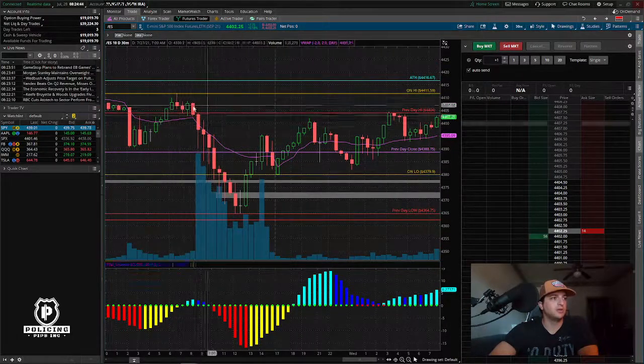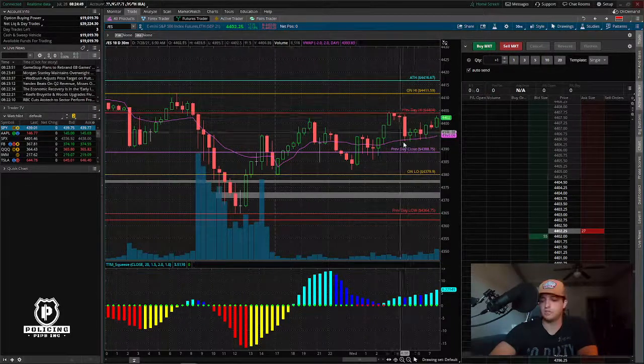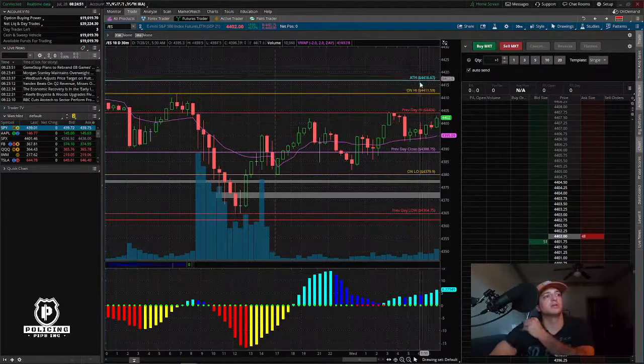Obviously, we opened here yesterday, and it was also the high. So the high of the day was here. We pushed up. We cleared it out again overnight. Looked to clear it all the way out.